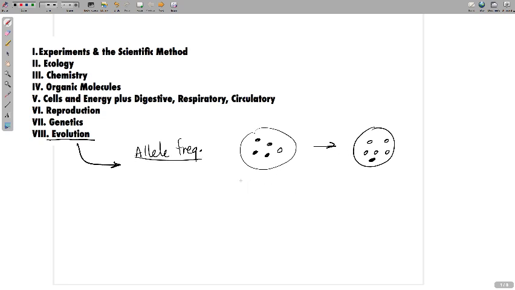The first way is randomly. So the first one is mutation. That gives you brand new weirdos. So all of a sudden you can have one that's like this. So we have an allele frequency that's changed because of the mutation. Random, weird, could be good, could be bad. Next, genetic drift.